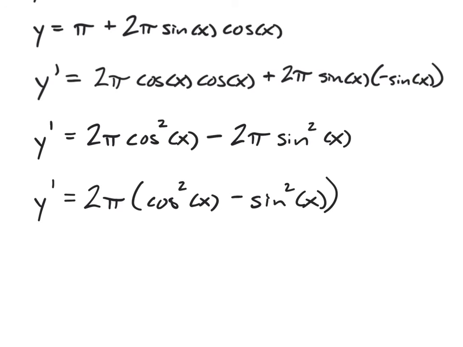So this is it. And either of these two forms here is fine. You didn't have to factor out the 2 pi. You also could have. Either way is fine though. But that's our final answer.